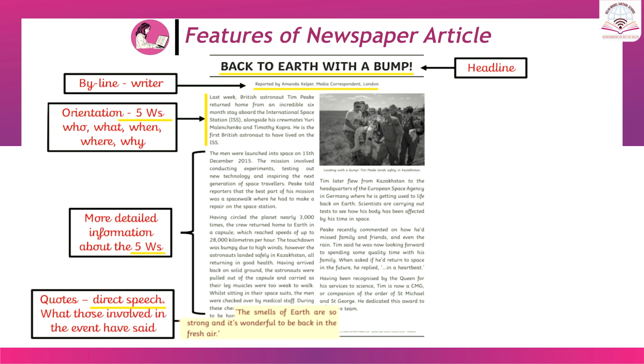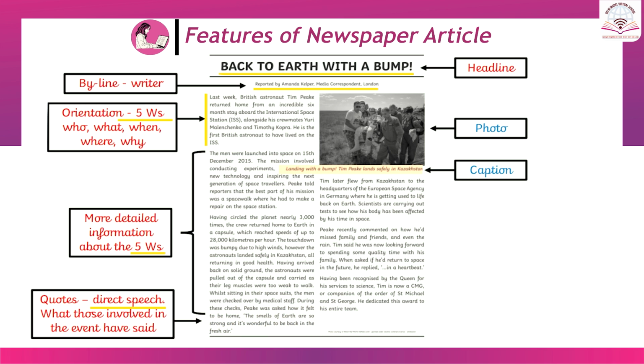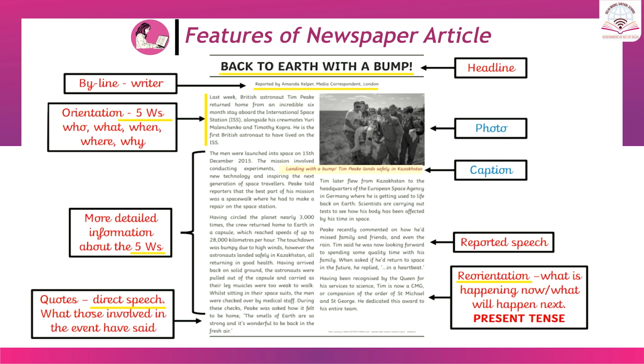Coming to the necessary features of the newspaper article, the article is always written in third person and past tense. Coming to the reorientation, here we talk about what is happening now and what will happen next. That is, after the whole report, we talk about the conclusion and also what might happen afterwards in relation to the topic that we have discussed.